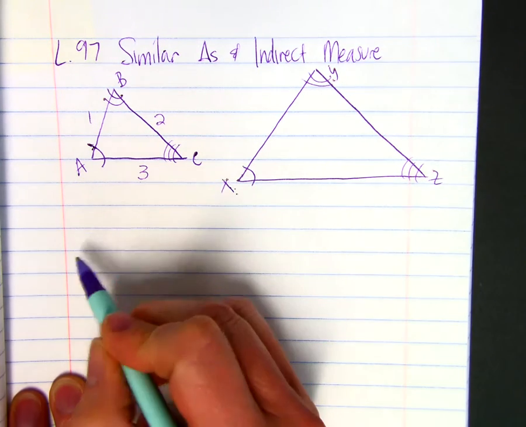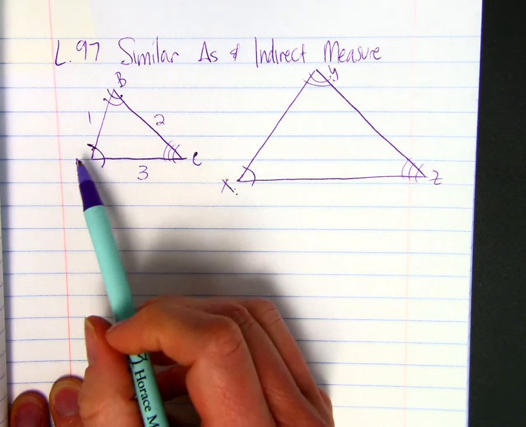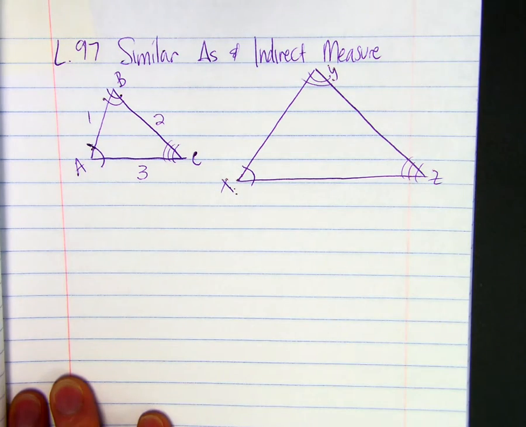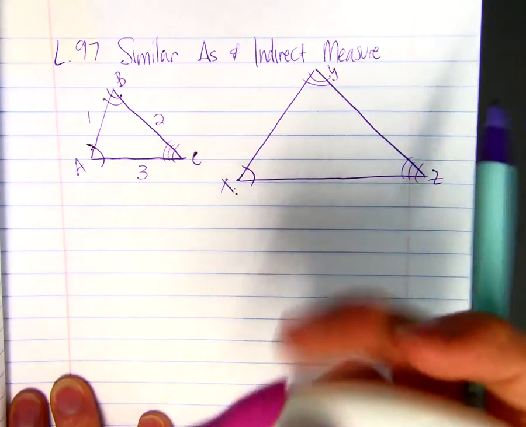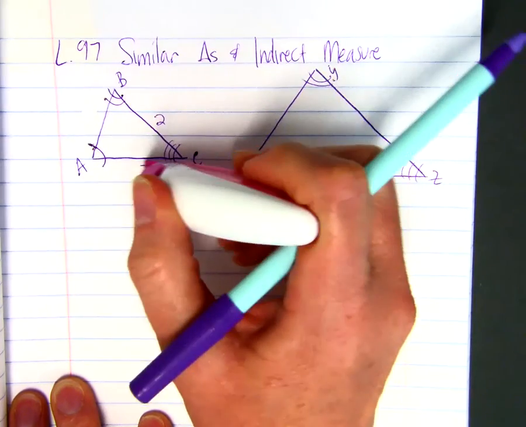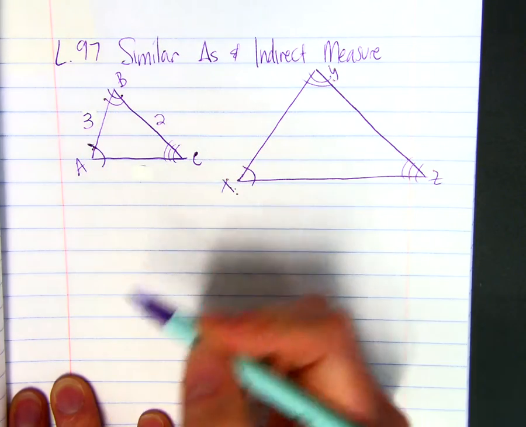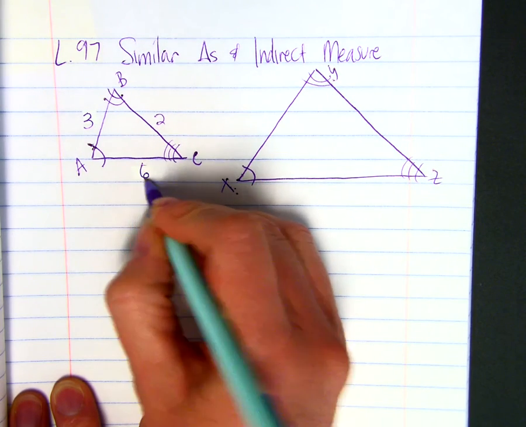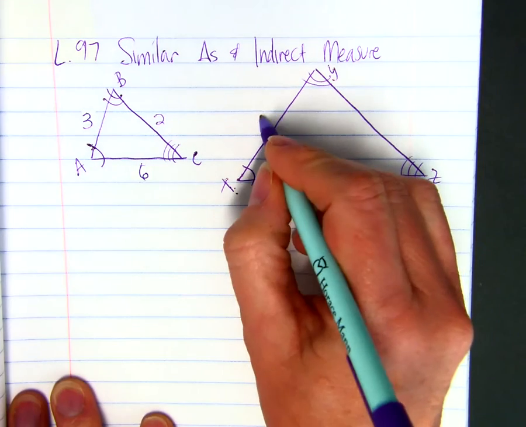Now the side lengths, wait a minute. This triangle is impossible to make. I have to change these side lengths. We can't do this. We're going to change this. 2, 3, and we'll call this one 6. Okay, you can make a triangle out of that.